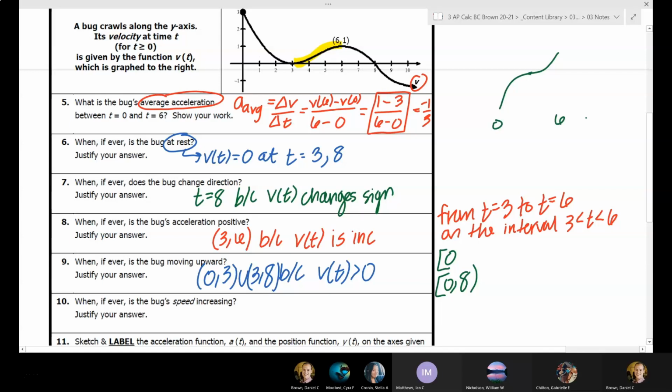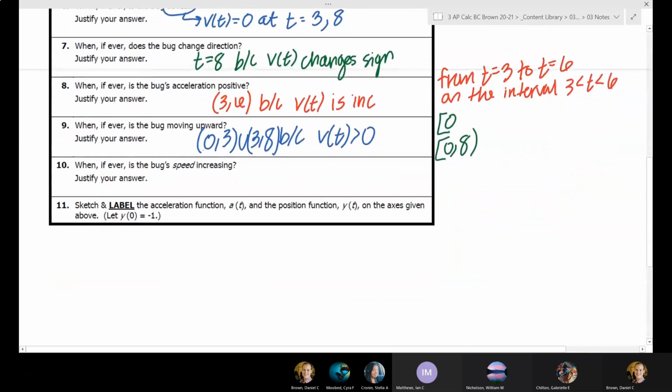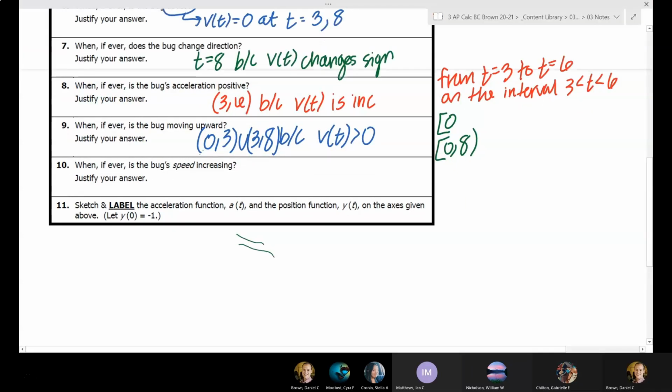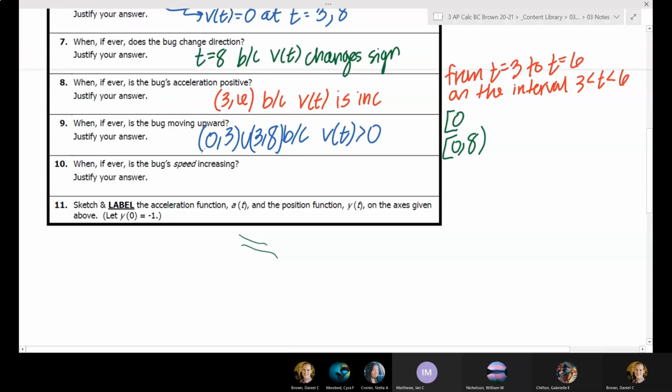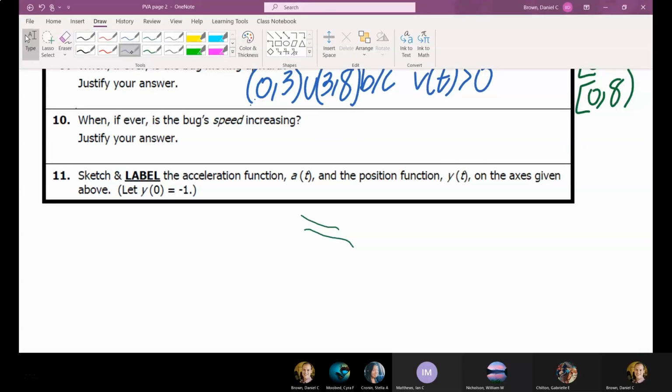Again, I like splitting up my interval, but it wouldn't be wrong if you said 0 to 8. And then this last one, we have when, if ever, is the bug speed increasing. This does tend to be the one, if I see students mess up something, it tends to be with speed, because with speed, people often interpret that as velocity, but that is going to be when two things can happen.